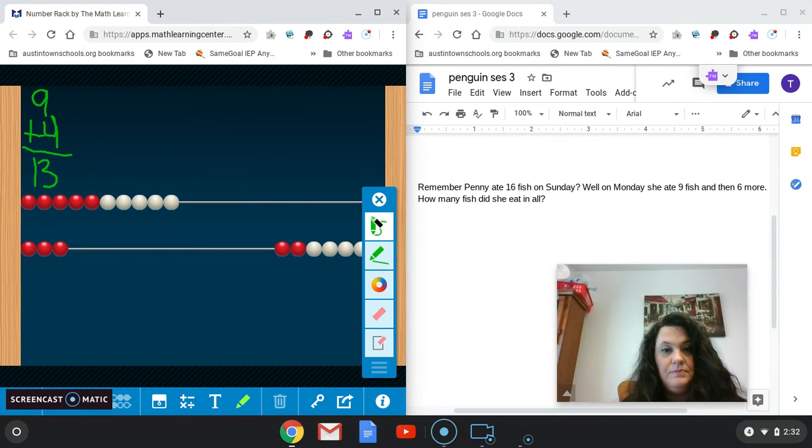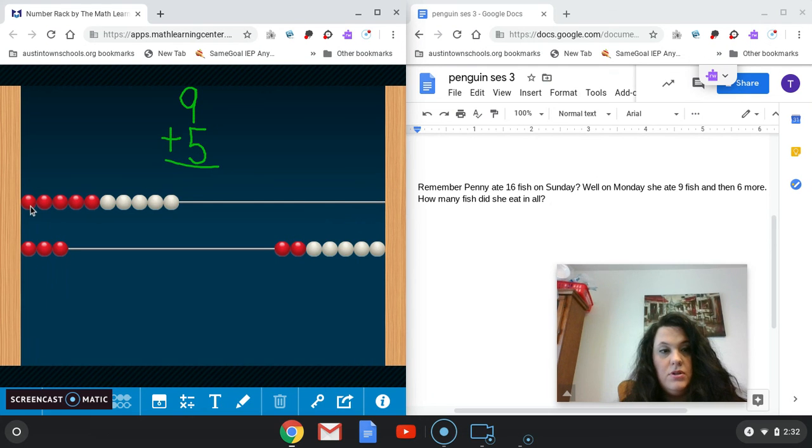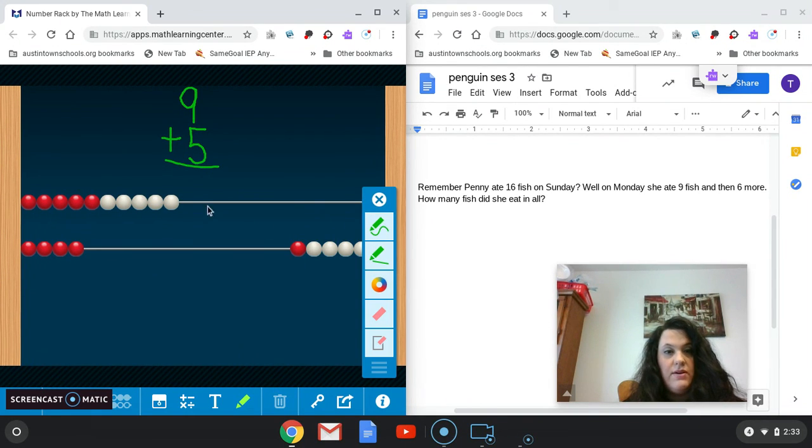Let's try another one. If I have 9 plus 5, what is 9 plus 5? Well, again, first I had 9, and then I had 5. I want to make this a group of 10, so I'm just going to switch it out, making a group of 10. 10, 11, 12, 13, 14. So now I can say 9 plus 5 is 14.